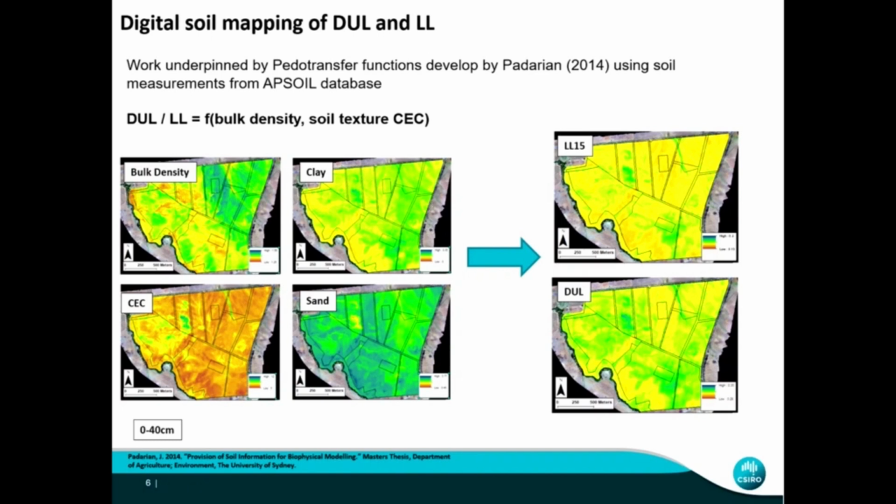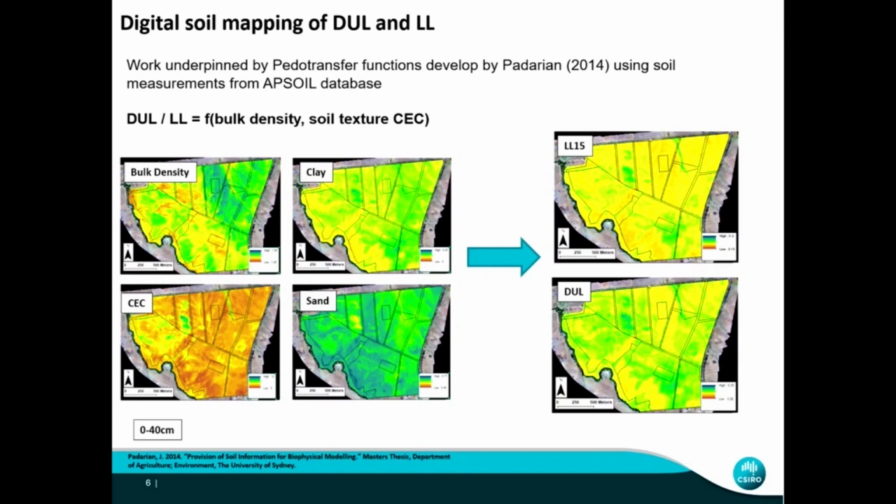So the alternative way to predict these variables is to use the pedotransfer function. A pedotransfer function is where you've got relatively easier to measure variables, and they're related to these really difficult to measure properties. So this work by Jose Padarian in 2014 as part of his honours thesis was to look at this APSoil database and to develop some functions, because the APSoil database has, they've really spent the time, they've measured these variables and related these to relatively easier to measure variables, so bulk density, texture and CEC.